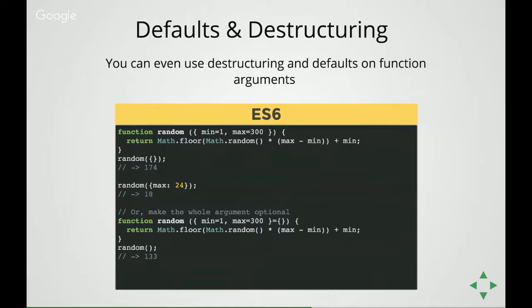I can even default them so that when I call it with just one of them, the other one I get the default for. So in the second call to random, the min wasn't passed, so it defaults to 1.